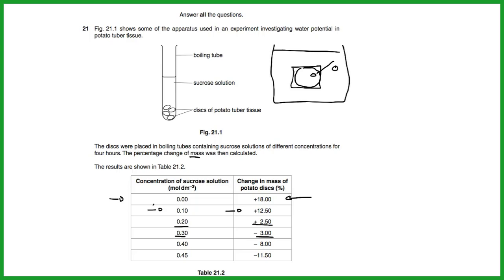So somewhere between 0.2 and 0.3 is the point where the water potential of the external sucrose solution is the same as the water potential of the potato, because at that point it hasn't gained or lost mass, so that we would say that the sucrose solution at that point would be isotonic with the water potential of the potato cell.